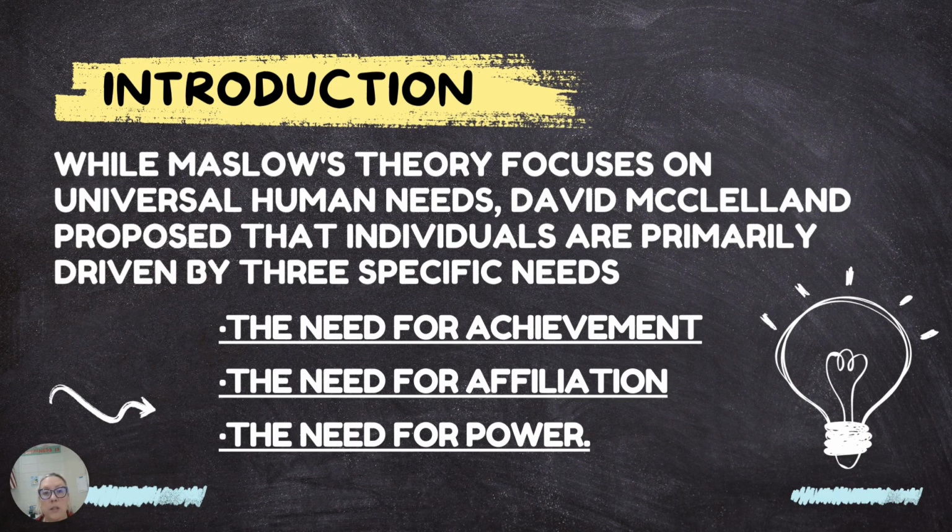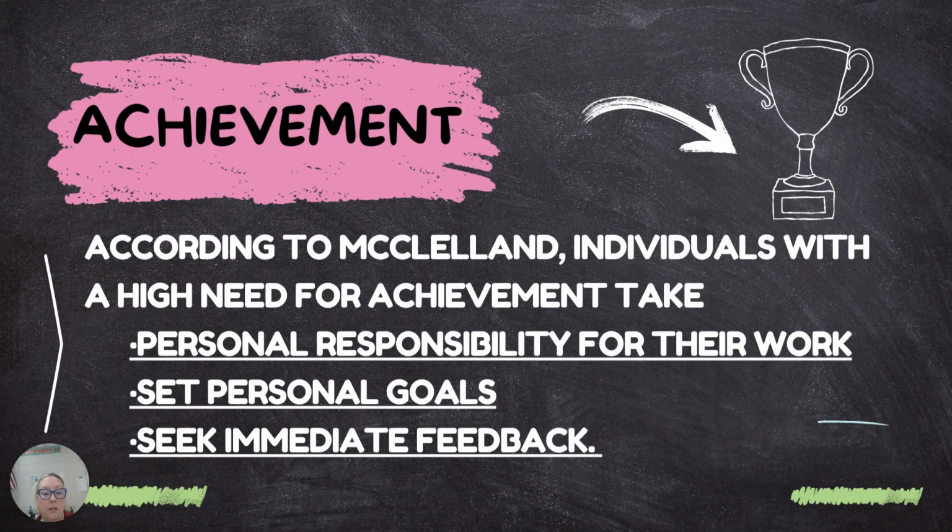But first, we're going to look at his theory through the lens of just your personal self, okay? How you are motivated personally in these three categories. So, the first one we want to look at is achievement. According to McClelland, individuals with a high need for achievement take personal responsibility for their work, they set personal goals, and they seek immediate feedback. So, is that you? Do you think you fall into that category?